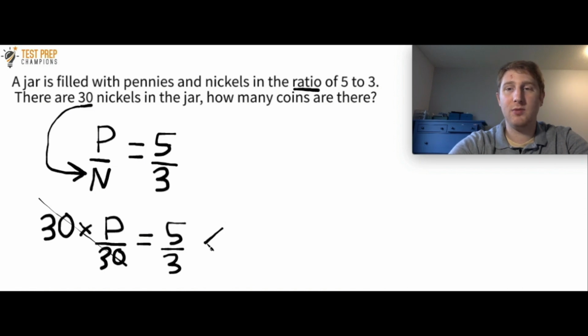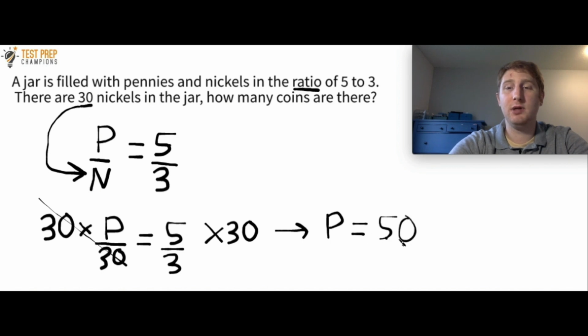However, whatever we do to one side, we also have to do to the other. So I'm going to take this 5 over 3 and multiply that by 30 as well. If I do that, and I'm going to use my calculator for the sake of time here, we'll see that p equals 50. But we're not quite done yet.